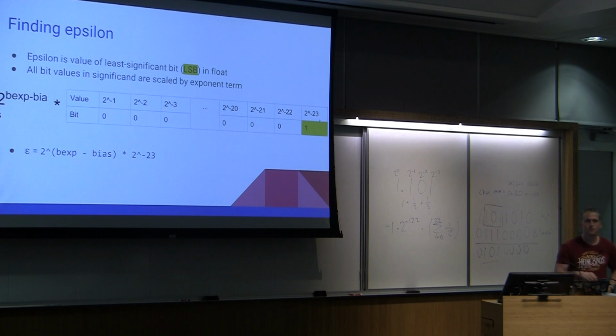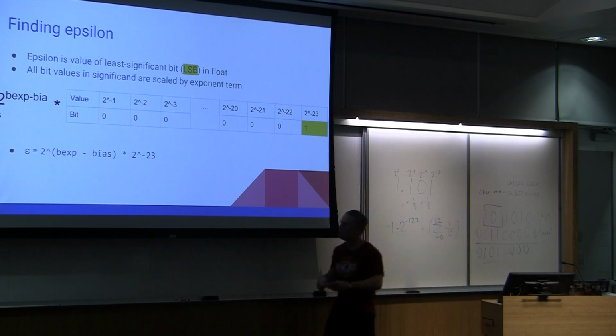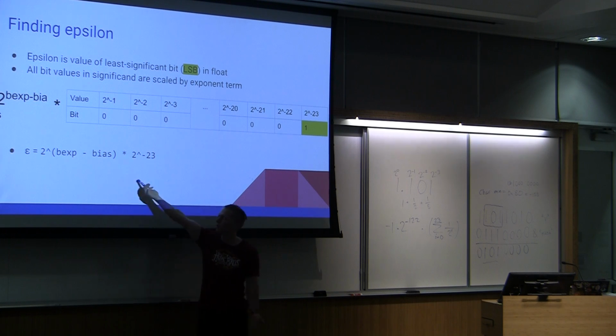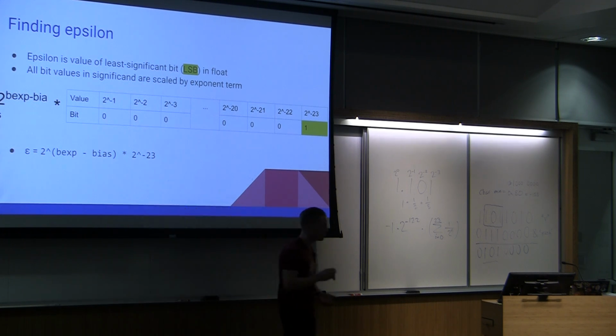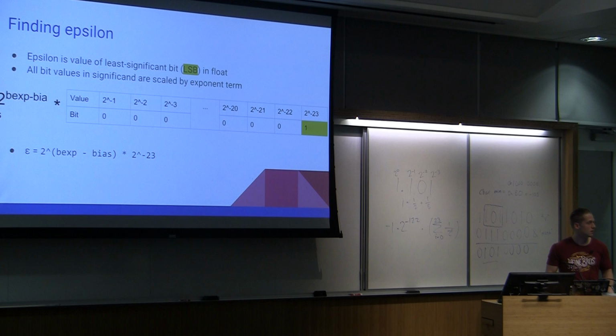Yeah? Right. So for mini float, there's only 3 bits in the significand, so this would be 2 to the negative 3. And the bias would be 7 instead of 127. I have a slide that has that on it too. Any other questions about finding epsilon?